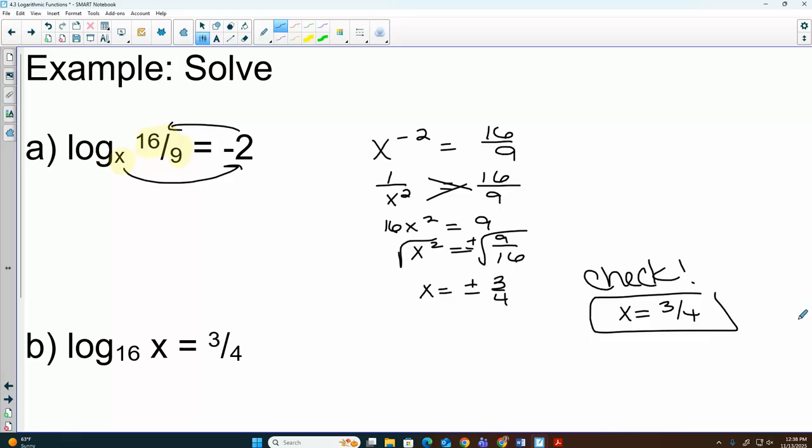And so how do you check it? You're just verifying with a log, the base and the argument both have to be greater than 0. So you're just checking, if I put in 3/4, that's fine. But if I put in -3/4, my base would be a negative number, and that's not okay. So you can never have a negative for your base and argument.